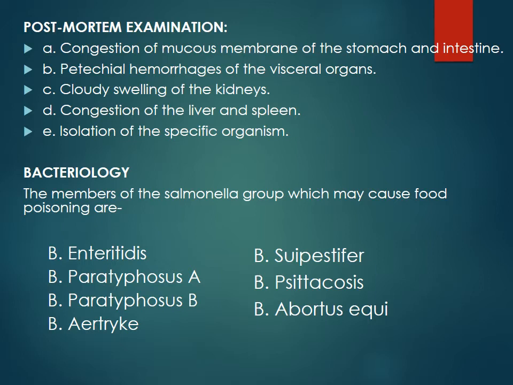Now, let's go to bacteriology. The members of the Salmonella group, which may cause food poisoning, are Bacterium enteritidis, Bacterium paratyphosus A, Bacterium paratyphosus B, Bacterium aertrycke, Bacterium suipestifer, Bacterium psittacosis, and then Bacterium abortus equi. These are the bacteria associated with food poisoning.